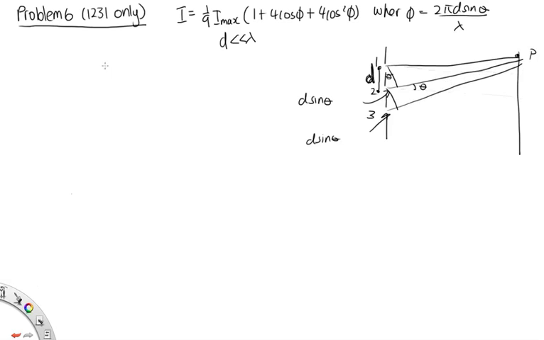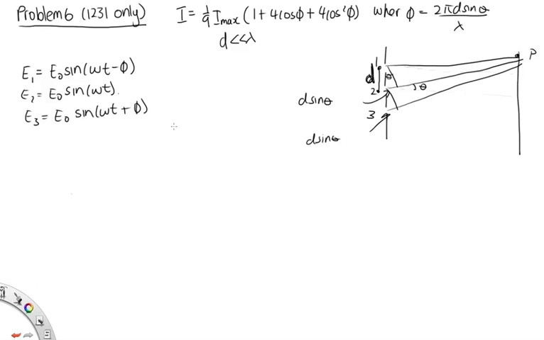Now we can write an expression for the electric field arriving at point P due to each of these different slits. So we've got that the light through slit 1 is given by E naught sine omega t minus phi, and then E2 is equal to E naught sine omega t, and E3 is equal to E naught sine omega t plus phi. Now phi is dependent upon the path difference between these three parts.